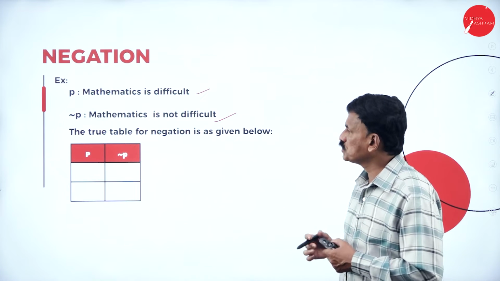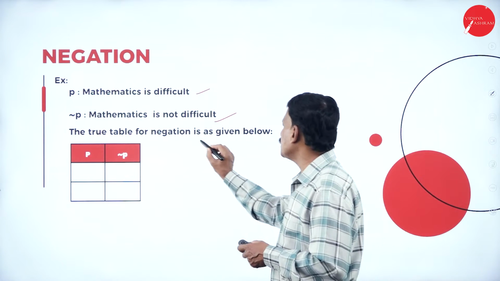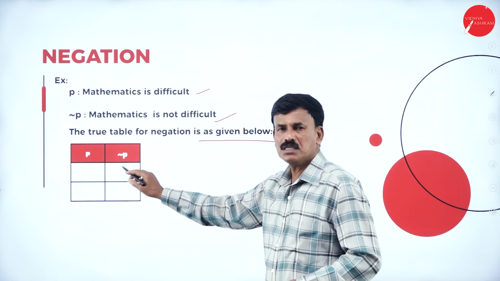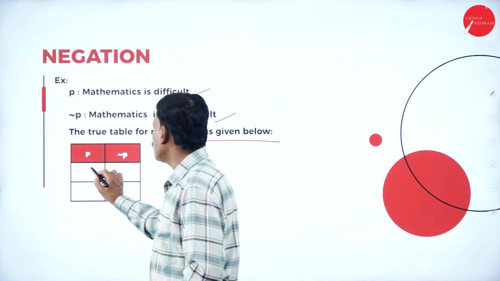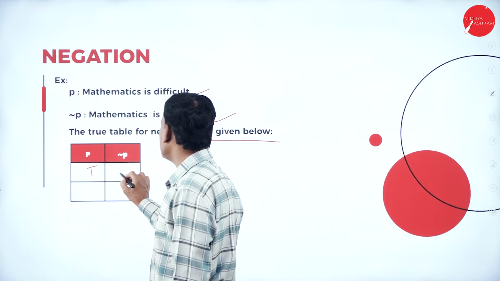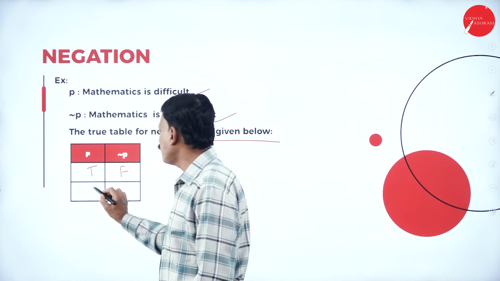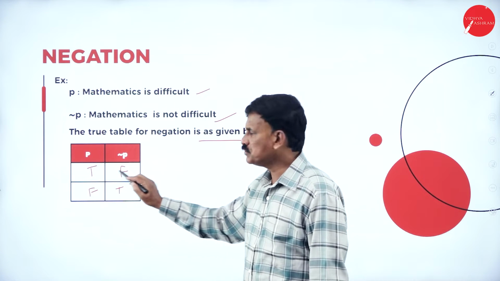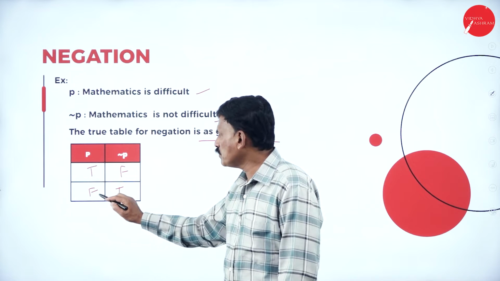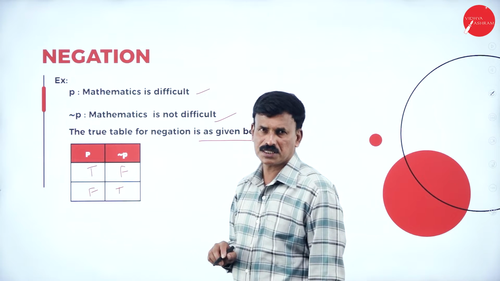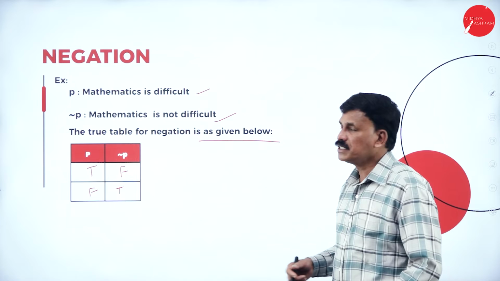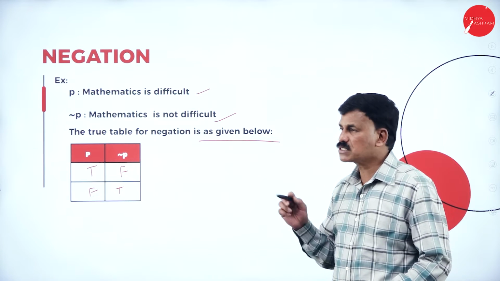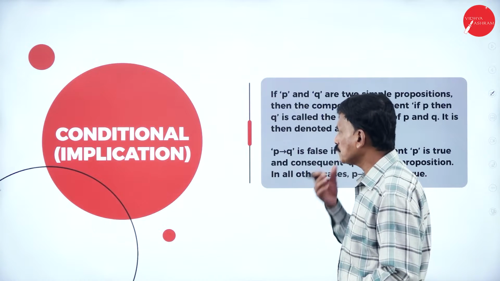Now, how to write the truth table? The truth table for negation is given like this. P, negation of P. If P is true, the negation of P is false. If it is false, the negation is true. If the statement is true, the negation is false. If the statement is false, the negation is true. Right. That's it. This is regarding negation. Negation means not. Now, let us come to the next one.